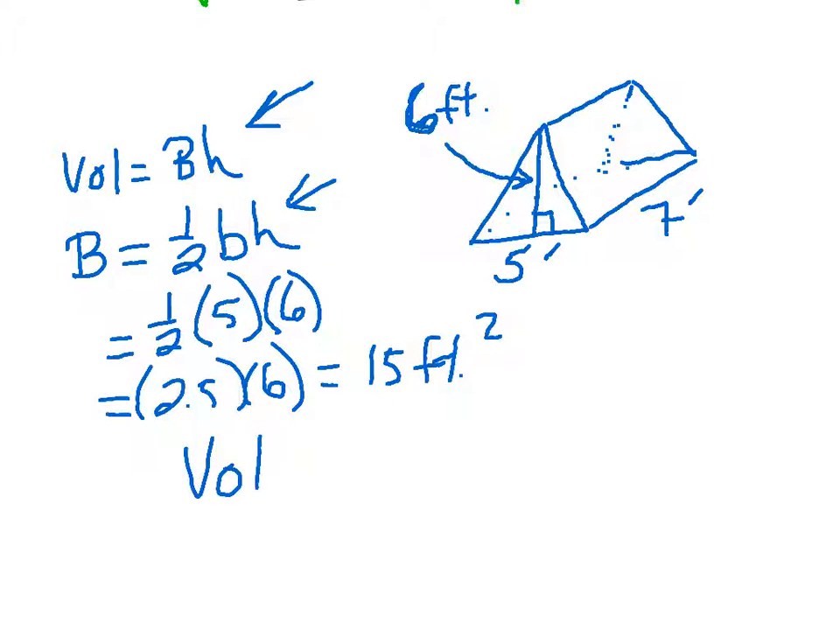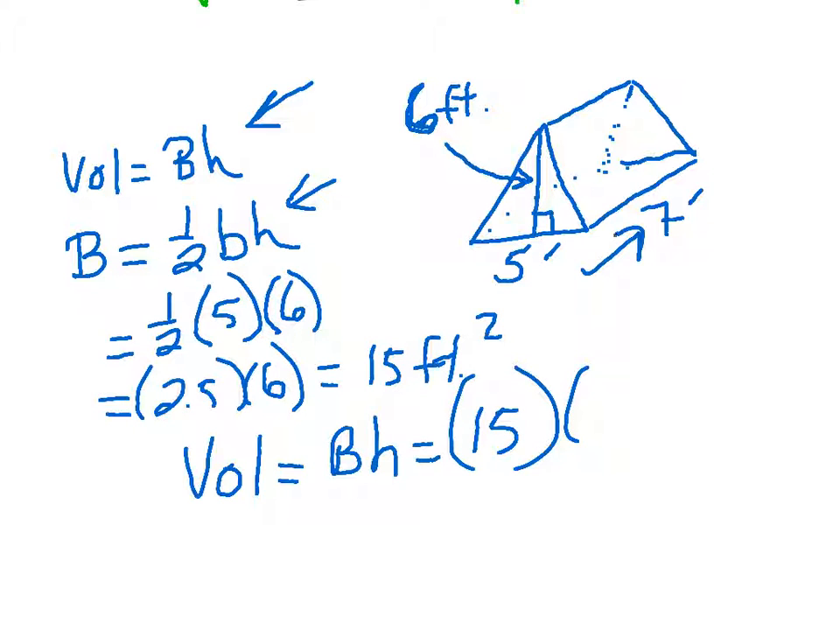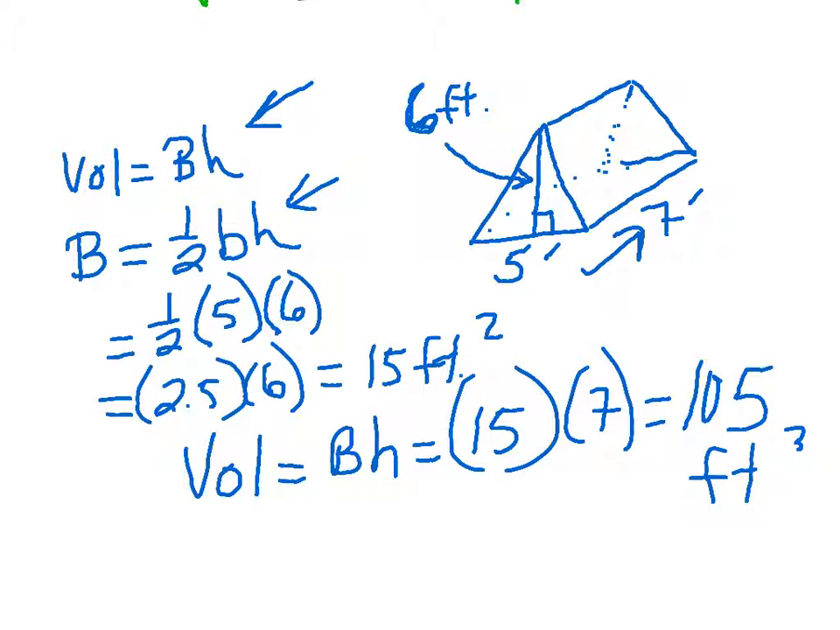So we're almost at the volume. We need the base area, which we just found, times the distance between the bases. The distance between the bases is 7. And when we multiply those out, carry the 3, that's 105 cubic feet. And there you go. Hope that helped.